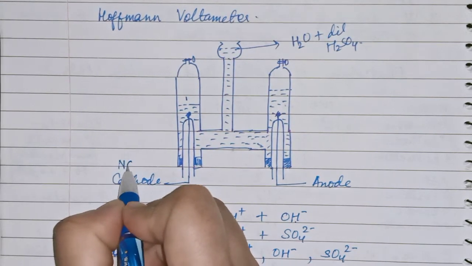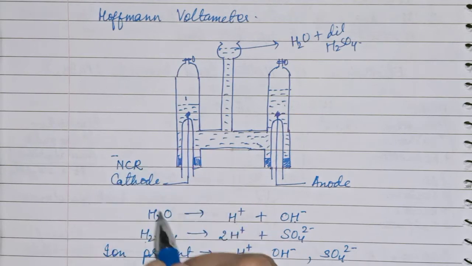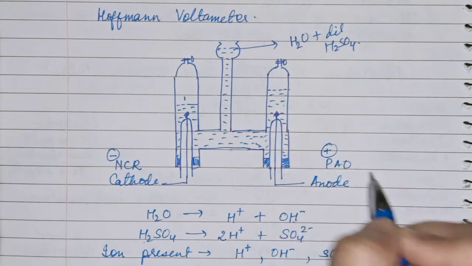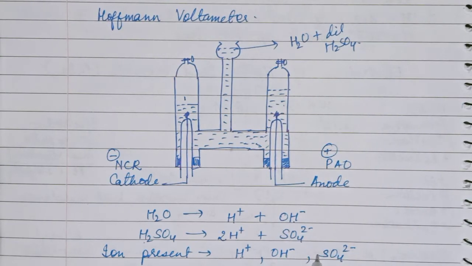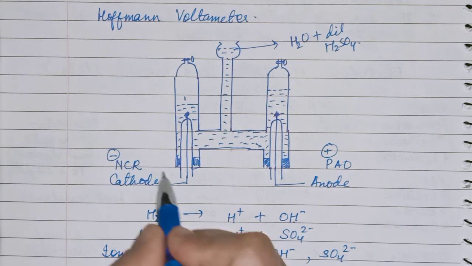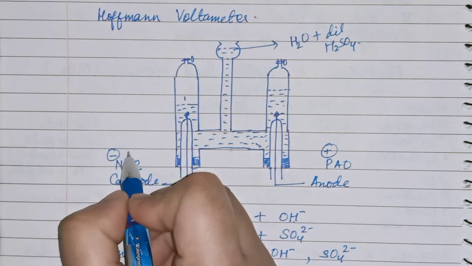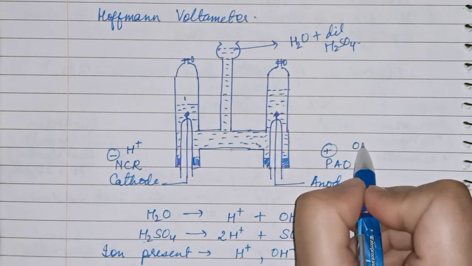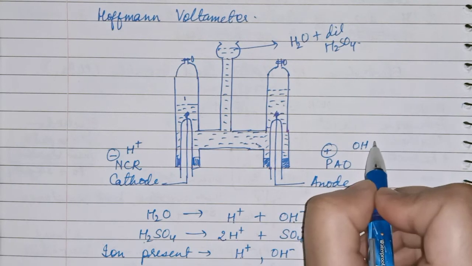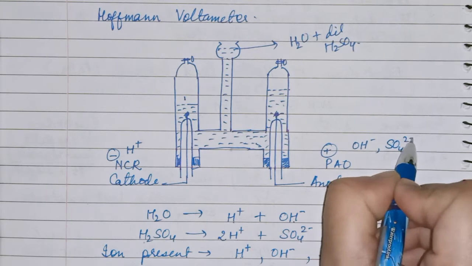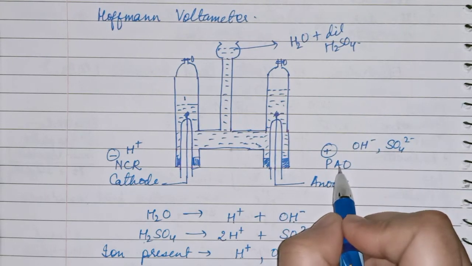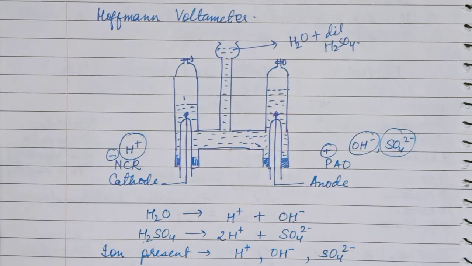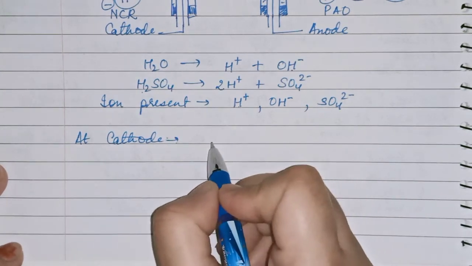The cathode is negative, where reduction takes place, and the anode is positive, where oxidation takes place. See, three types of ions are there. Plus ions will move towards the minus electrode, and minus ions move towards the plus electrode, that is the anode. So SO4 2 minus and OH minus will come towards the anode, and H plus will move towards the cathode. At the cathode we are getting H plus ions.